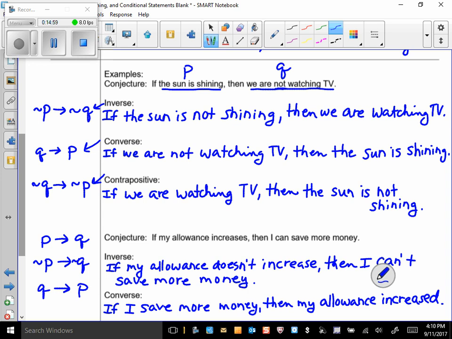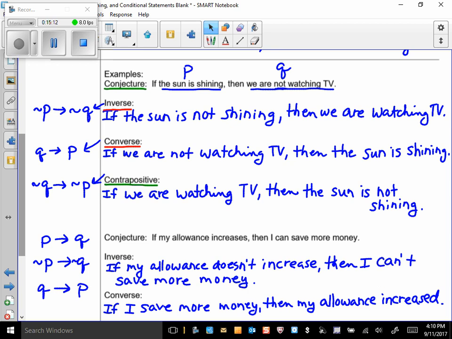And remember which sets are logically equivalent. The conditional is logically equivalent to the contrapositive. The inverse is logically equivalent to the converse. And remember what logically equivalent means. It means they have the same truth value.